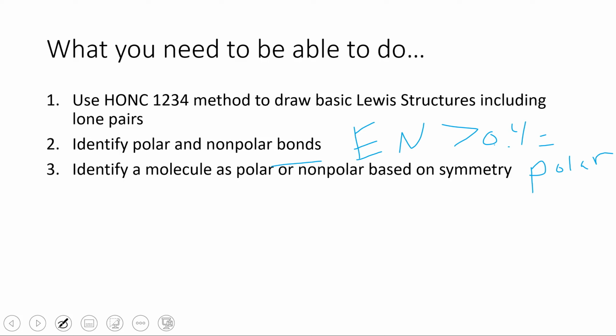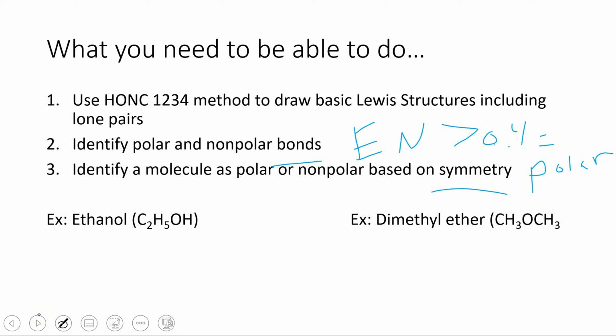So again, getting interrupted by my 6-year-old here, but again, we want to identify a molecule as polar or nonpolar based on the symmetry of the overall molecule, not just the types of bonds that are present. Okay? So let's do a couple of examples, right?